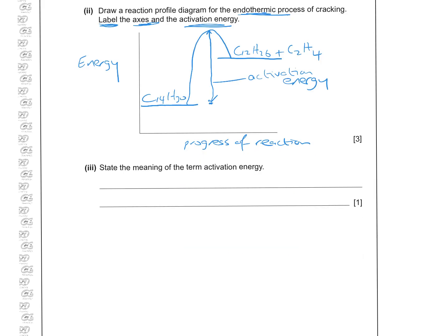Part 3, state the meaning of the term activation energy. So this bit here, that's the minimum energy required for a reaction to occur. Or you could say the minimum energy required for a reaction to take place, or for a reaction to start. So if particles don't have the activation energy, then nothing happens. The particles just bounce off each other and no reaction takes place.